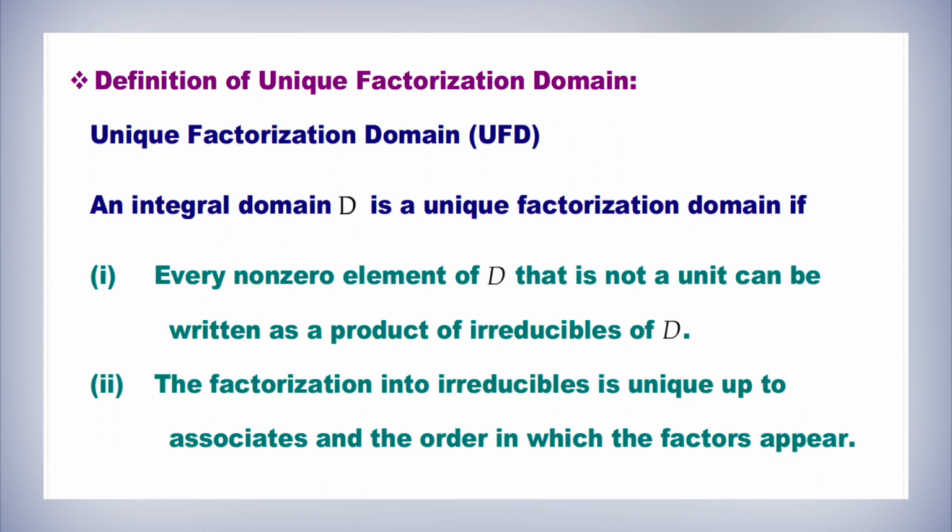Finally, we come to the main definition, which is the definition of unique factorization domain. A unique factorization domain, or UFD, can be defined as follows: an integral domain D is a unique factorization domain if every non-zero element of D that is not a unit can be written as a product of irreducibles of D. The factorization into irreducibles is unique up to associates and the order in which the factors appear.